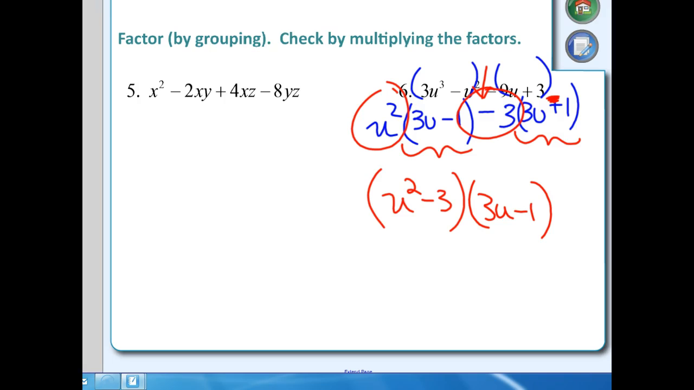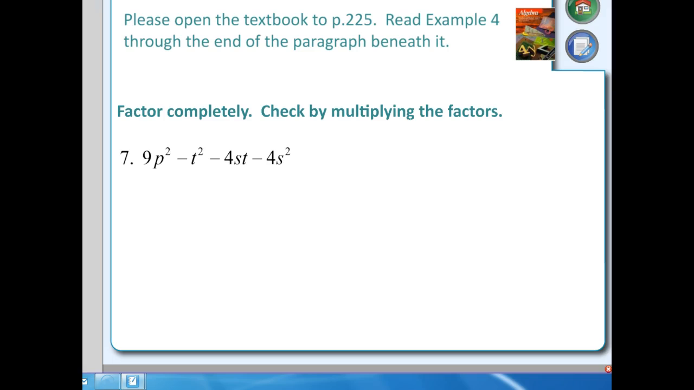Now, the hardest one that we're going to look at today is number 7. And again, if you looked at example number 4 on page 225 in your book, it really shows us what to do. Now, hint, hint, we've seen this before, back in section 5-6. So when I look at number 7, there are 4 terms, and I agree.